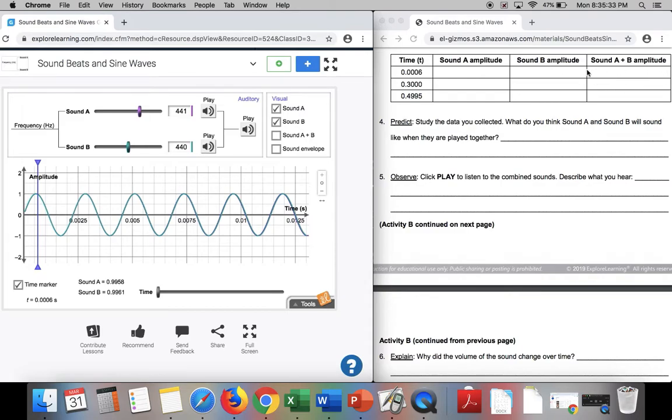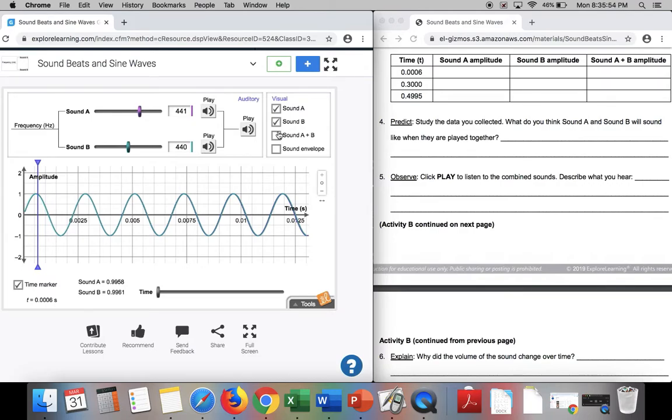You should notice, again, with amplitude, the higher that number is, then the louder the sound is. The lower that number is, the lower the sound is. Use that information to help you answer the question. And then on number five, we're going to observe. We're going to click play to listen to the combined sounds and then describe what we hear.